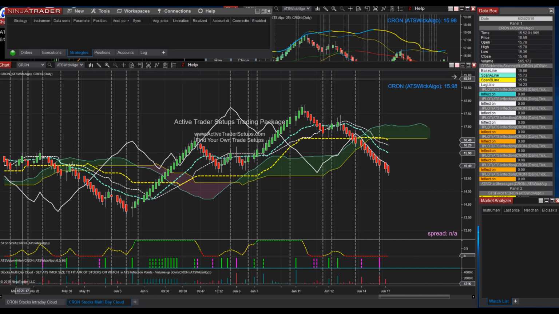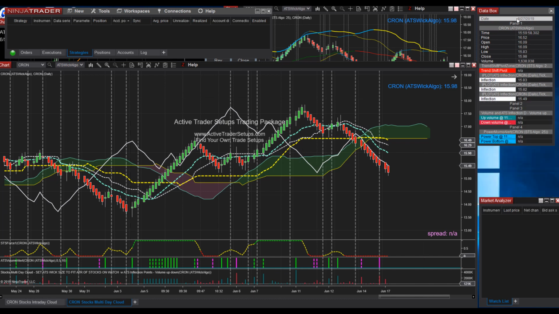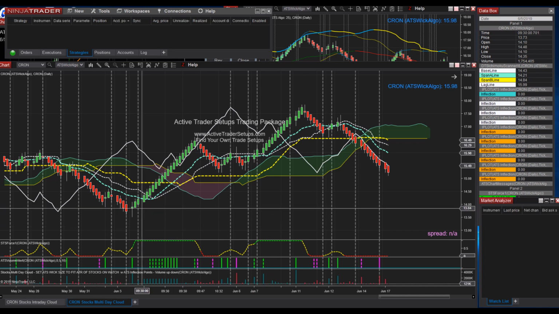So you have CRON right here making a reversal bar back on the 3rd of June. This is actually the 4th of June. You can see the data box over here. We've got our reversal bar. Here's your reversal. You know it's sold down into the cloud, and maybe it's time for just this retracement alone back up to here. But it did make the reversal bar.